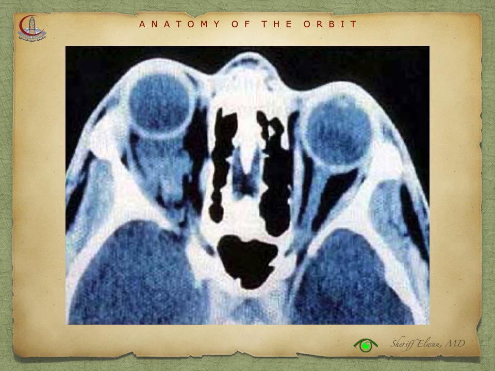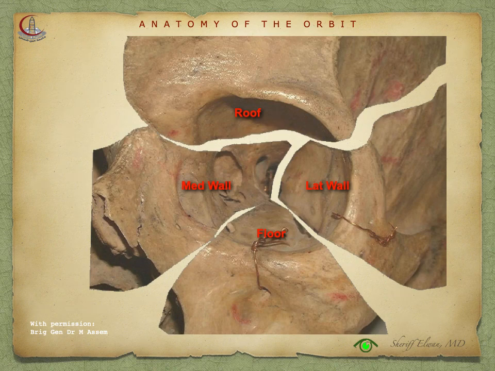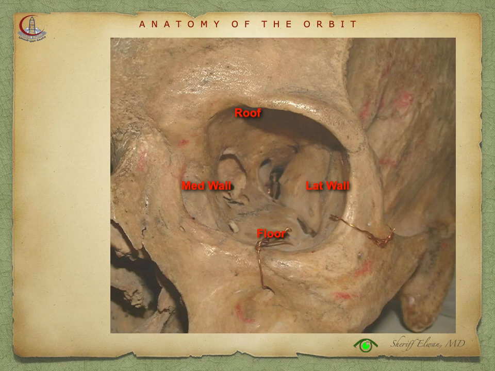This is a transverse view of both orbits on a CT scan. You can see both medial walls parallel, both lateral walls converging behind the orbits. This is virtually dividing the 4 walls and letting them gather together.